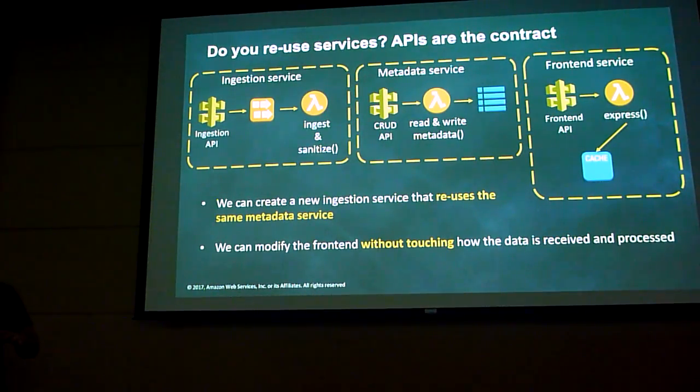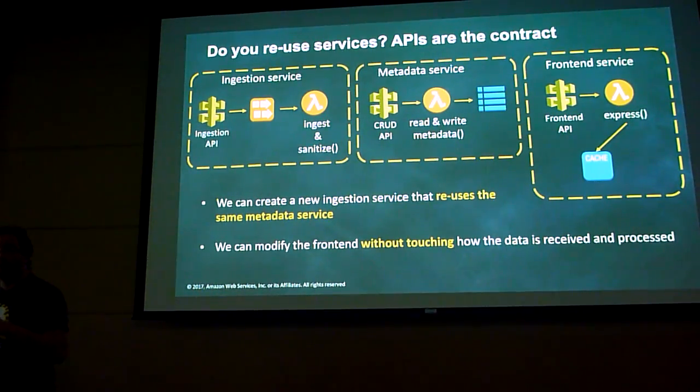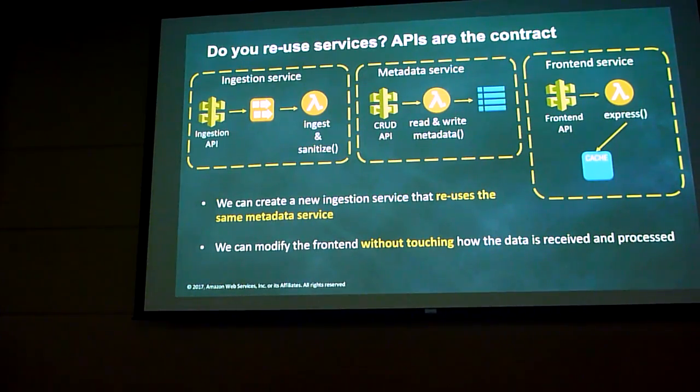Now, I have a vested interest in selling API Gateway. That's why I've got the API Gateway logo there. But I'm trying to make a broader point. For all I care, this could be a tiny EC2 instance running Express. The point is you own your contract. Does that make sense?